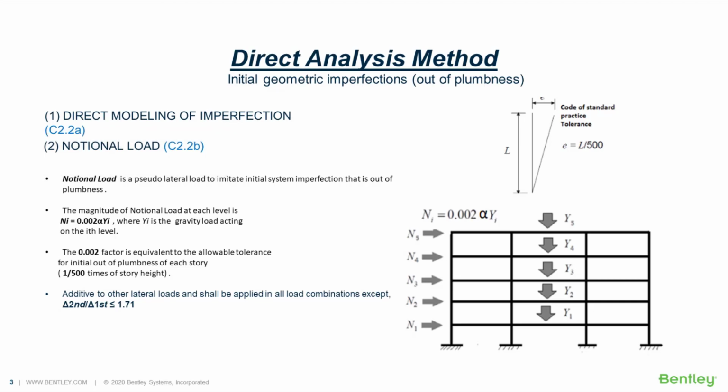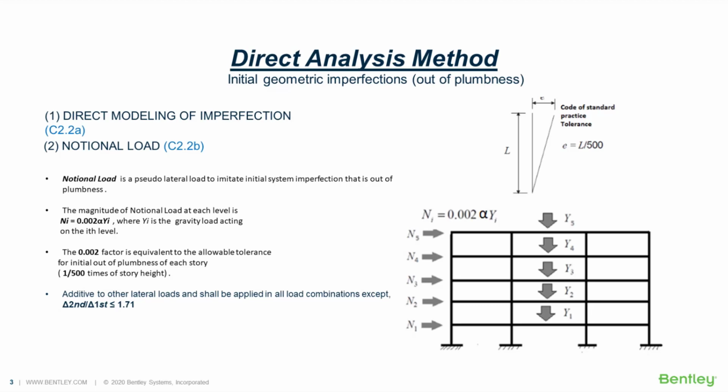Here the engineers need to reproduce the specified initial out of plumbness of the system indirectly by applying the equivalent lateral load as a fraction of the gravity load being applied at the same level, and this equivalent lateral load is the notional load. That means whatsoever the additional secondary moment that would have been generated if the initial out of plumbness would have been there, the same secondary moment would be generated by the notional load.